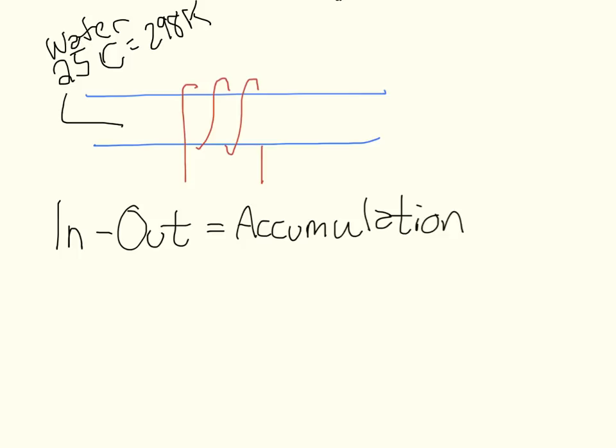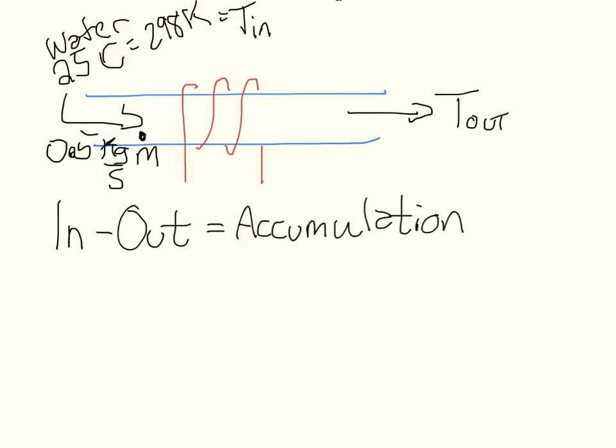And the water is moving through the pipe, coming out the other side, at a rate of 0.5 kilograms per second. That's not a crazy flow rate. It's a useful flow rate. So we call that m dot. We call 298 T in. And my question to us is, what is T out?